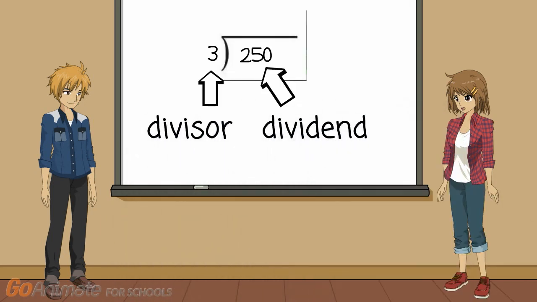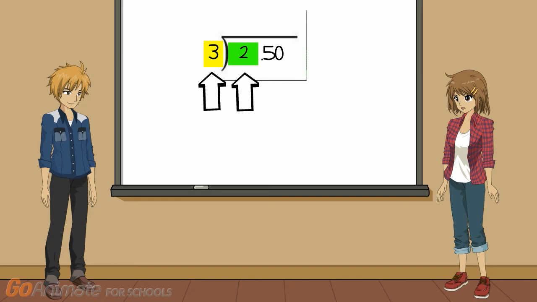First you set up the problem with the dividend, the number you are dividing into, under the division symbol, and the divisor, the number you are dividing by, in front. That's not so hard. What's the next step? So, next you need to divide the divisor by the digit of the dividend farthest to the left. In this case, we would divide 3 into 2. But 3 doesn't divide into 2. What do we do now?